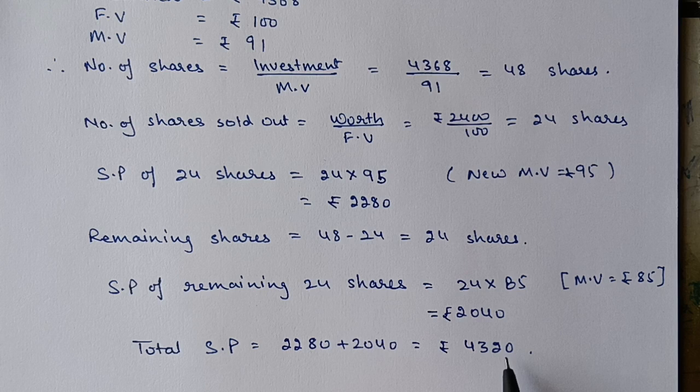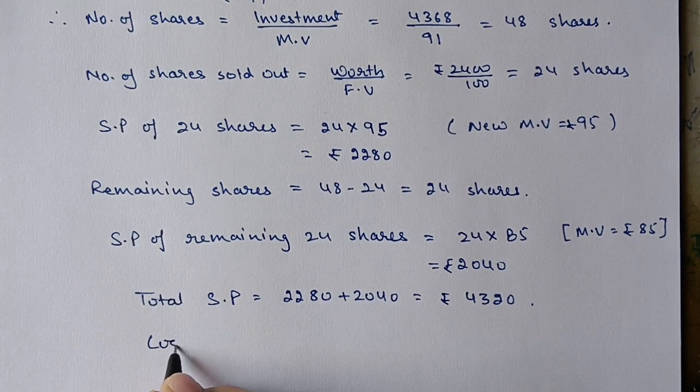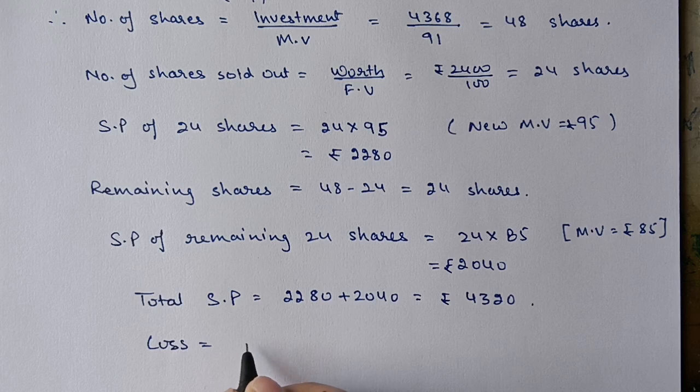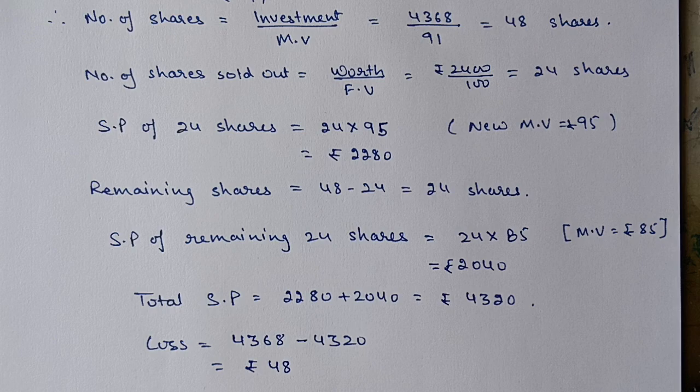So it means he is having a loss. So loss is equal to investment minus whatever he is getting, total selling price 4320. So finally he is having 48 rupees loss in this transaction.